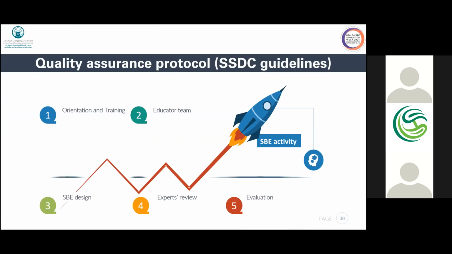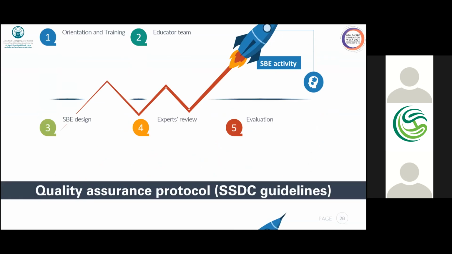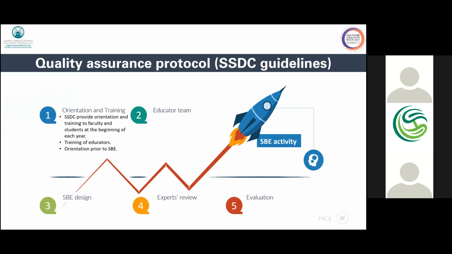So this is a brief of the quality assurance protocol. We start with the orientation and training, the educator team, the simulation-based experience design, expert review, the simulation activity, and the evaluation. Those steps are very closely monitored together. So the first step is the orientation and training.